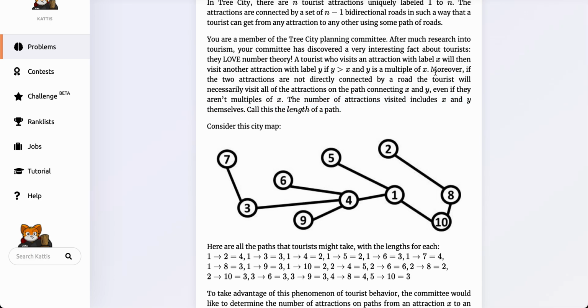But if the two attractions are not directly connected by a road, the tourist will necessarily visit all the attractions on the path connecting X and Y. So if X and Y are not directly connected, it will go from X to Y using some of the paths, because it is a tree. Any two of the nodes will always be connected. So even if they aren't multiples of X, the number of attractions visited includes X and Y themselves. Okay, so call this the length of a path.